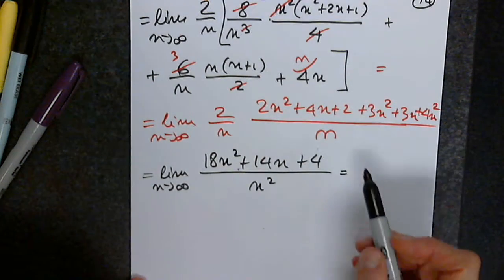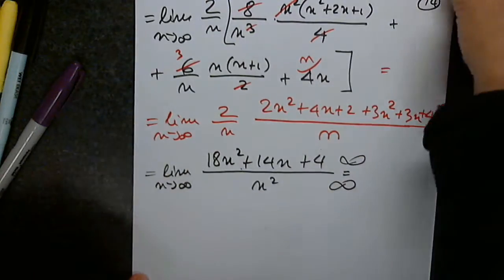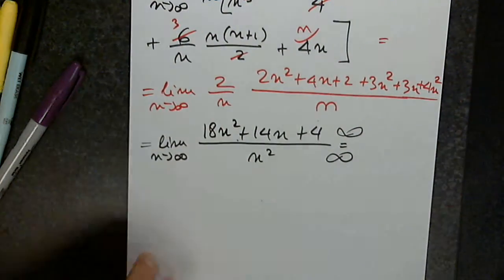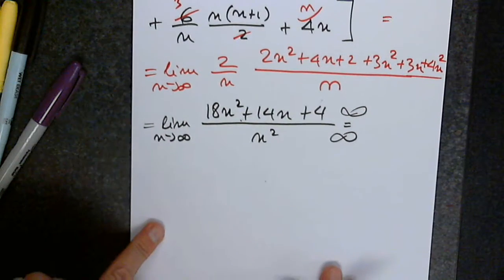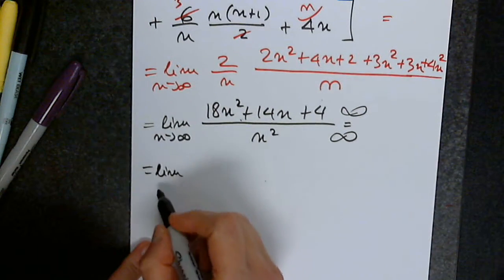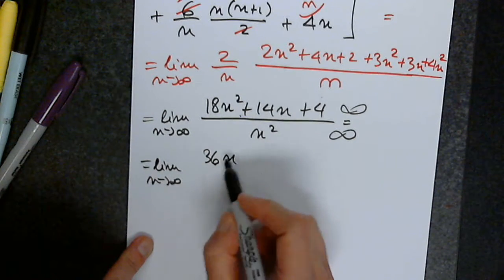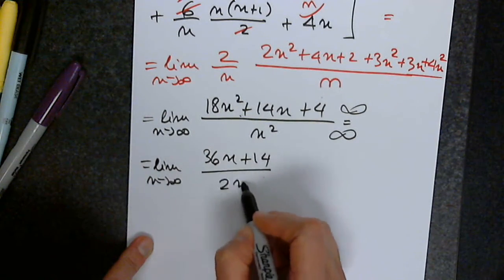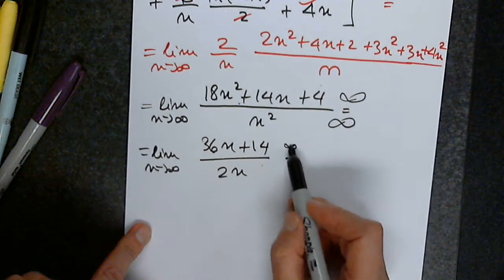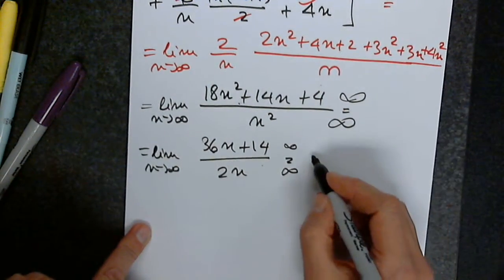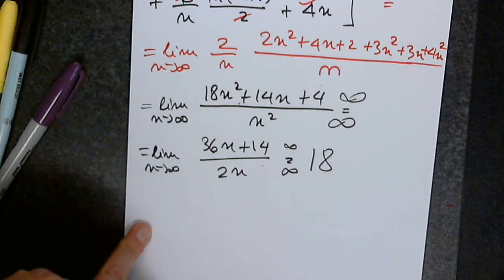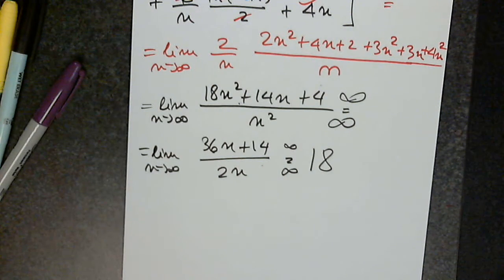When I apply infinity, I have infinity over infinity, but I know a rule that will save me anytime I have infinity over infinity, and that is L'Hôpital's rule. So I have 36n plus 14 divided by 2n. Again, infinity over infinity. So I get the answer to be, yes, it took us 20 minutes to do this, but this is the exact area. Nothing left over.